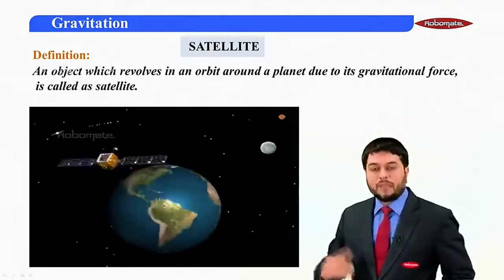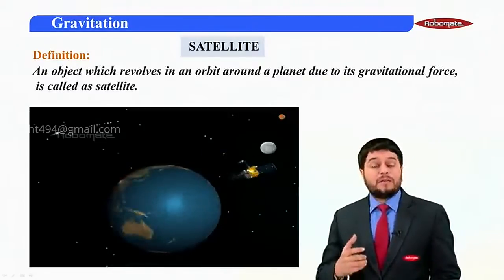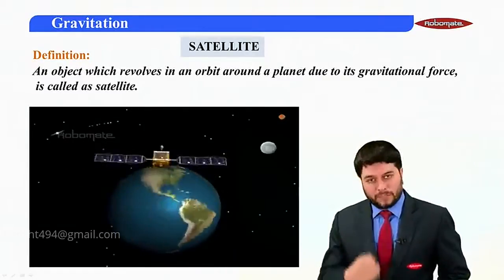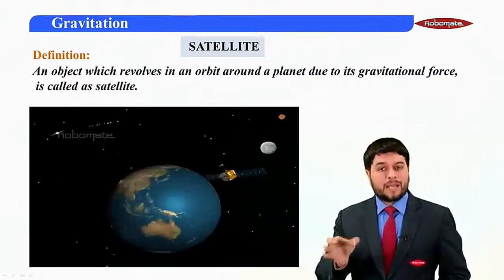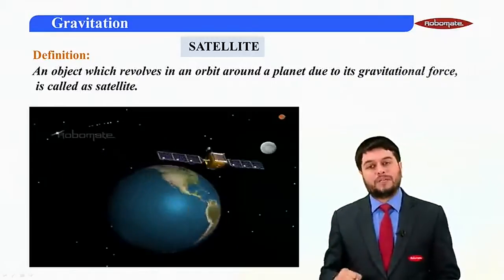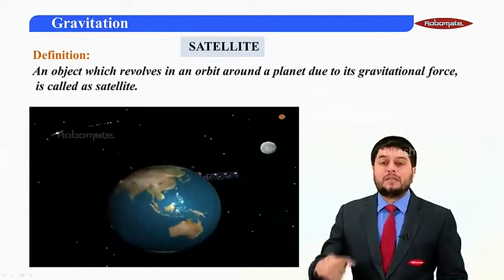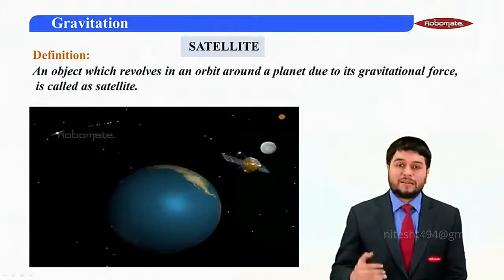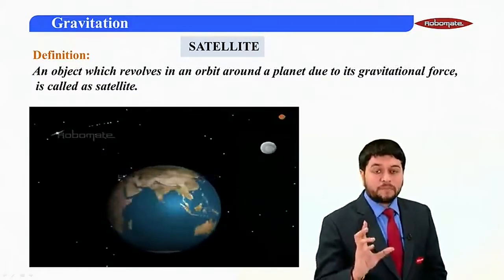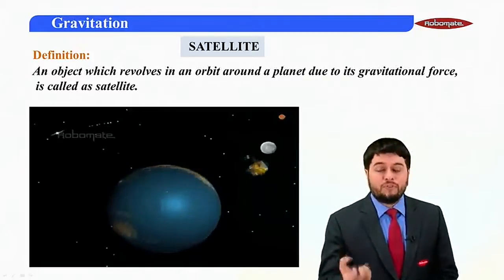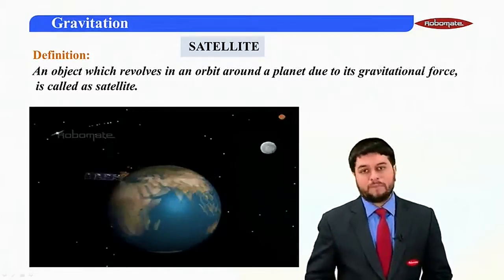It is called a satellite. For example, the moon is a satellite of Earth. It's revolving in an orbit around the fixed planet Earth due to the gravitational field of the Earth, and that's the Earth's satellite, which is the moon. So I hope you are clear. A satellite is a revolving object around a planet under the influence of its gravitational force or gravitational field.